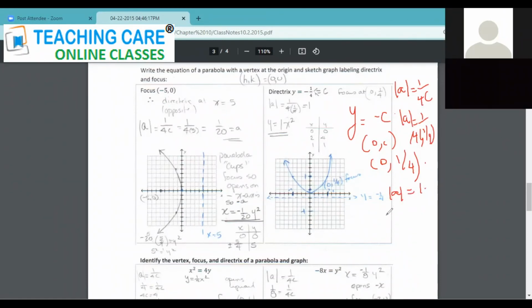So when the vertex is at the origin and the directrix is y equal to -c, what is the equation of the parabola? It is nothing but y equal to ax squared. What is the a value I got? I got it as 1. Understood? Got it?